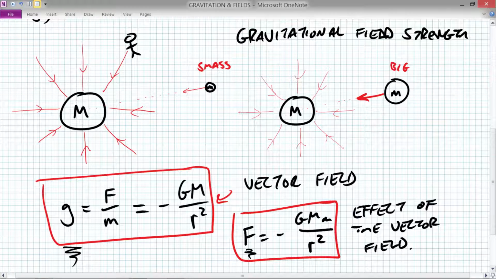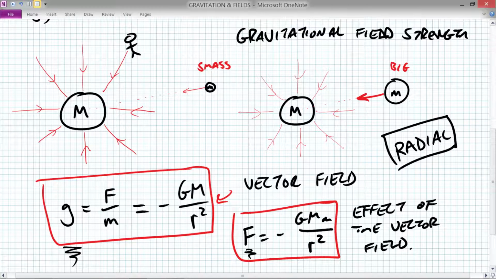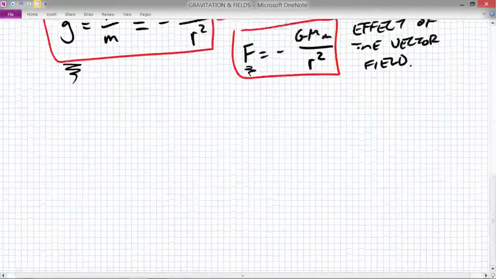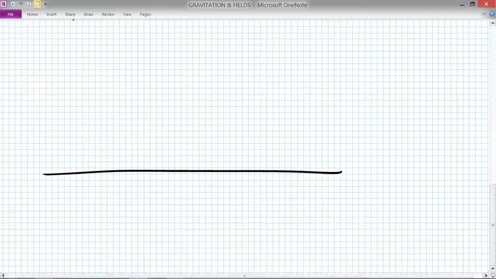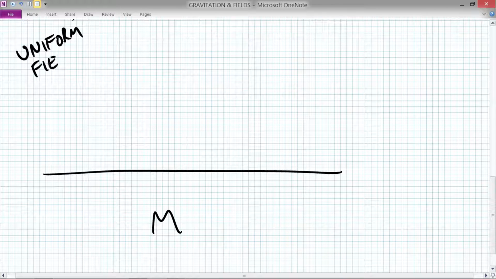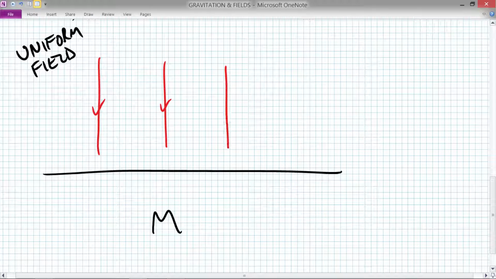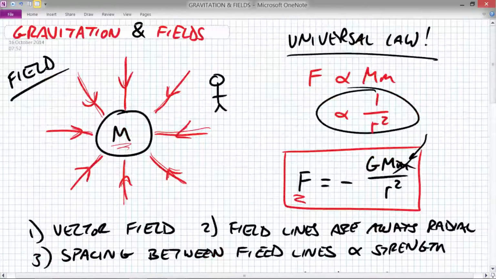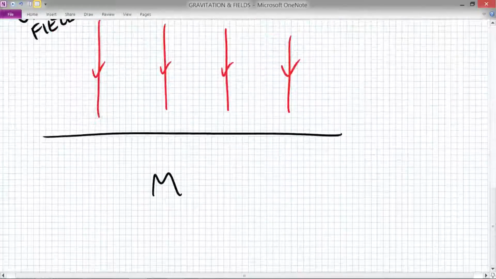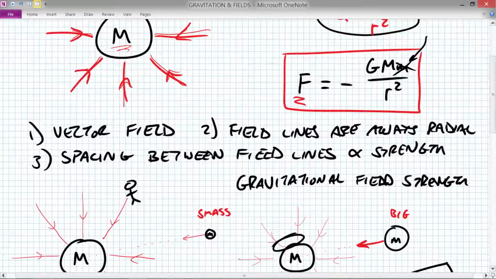Oh, before I go, all of this I've talked about are radial fields. If we zoom in really close to the surface of this planet of mass m, now we get what we call the uniform field situation. In the uniform field, the field lines are equally spaced and parallel. If we go back to our rules for the field up here, it's a vector field, they're always radial, but in this case they're going to be parallel down here. But rule number 3, the spacing between the field lines tells us about the strength of the field.